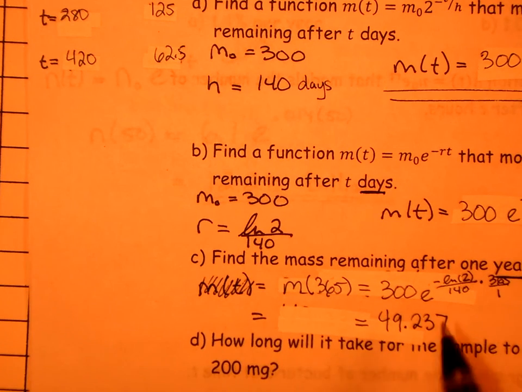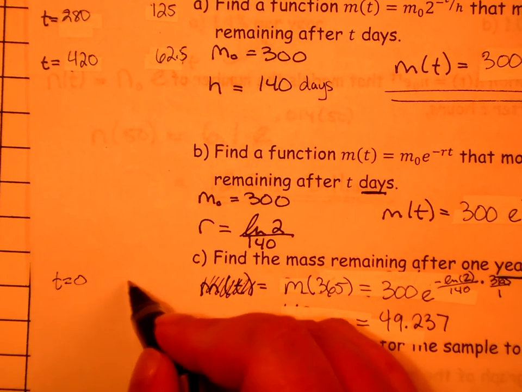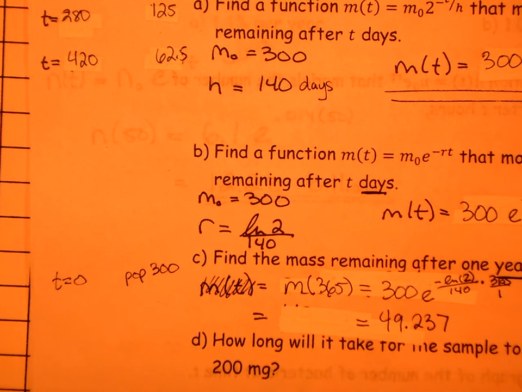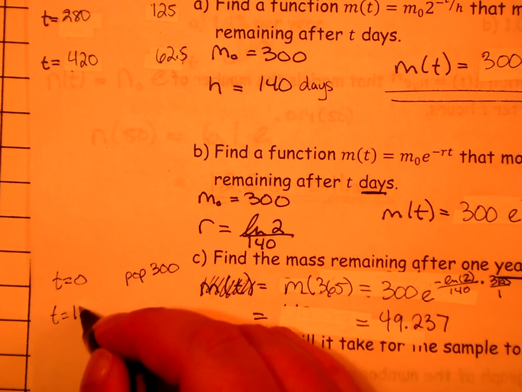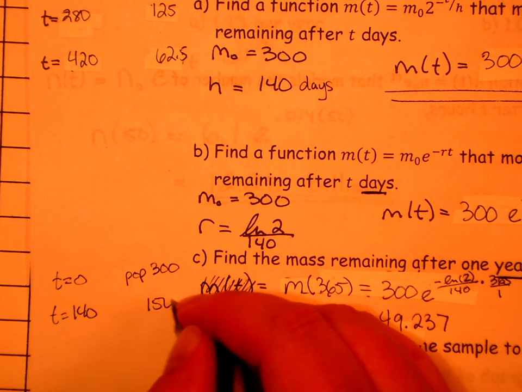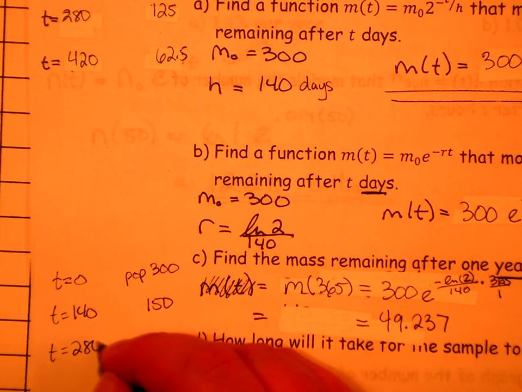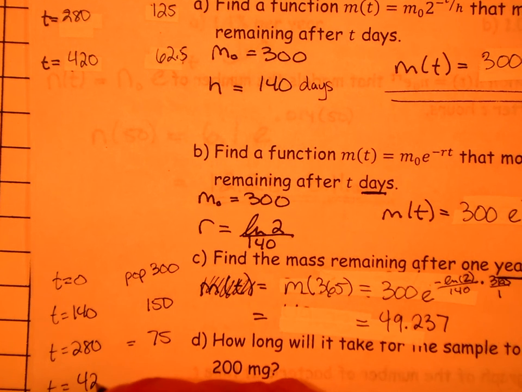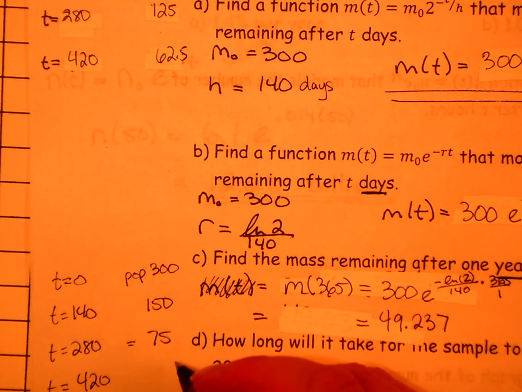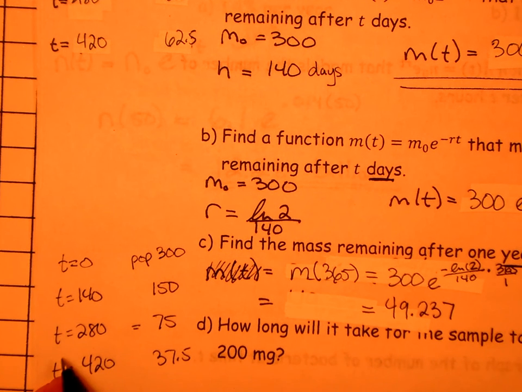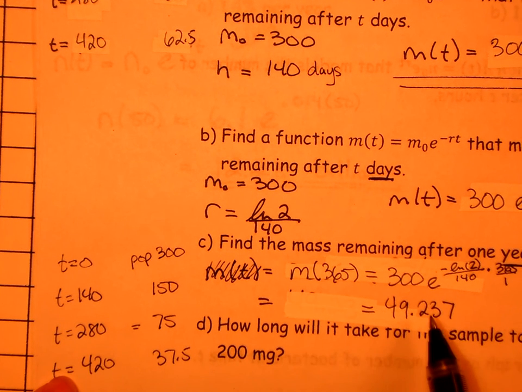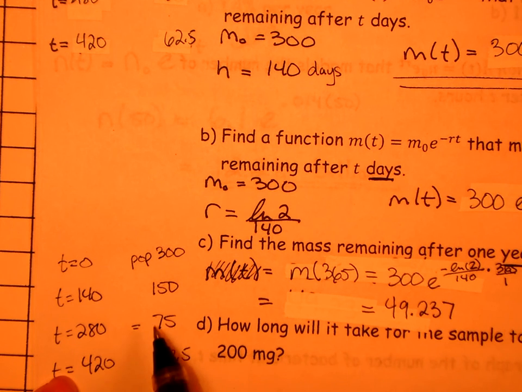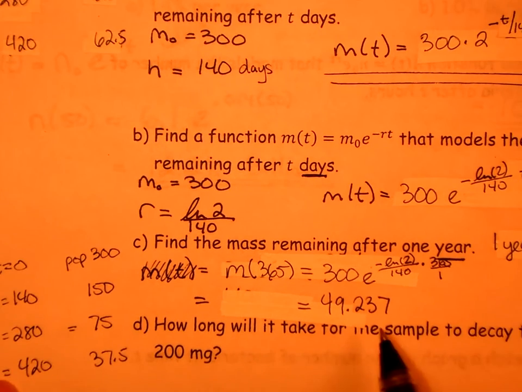Okay, let's make sure this makes sense. At t equals 0, we had a population of 300. So 140 days later, we're going to have a population of 150. At 280 days later, we're going to have 75. And then 420 days later, we're going to have 37.5. So 365 days fits in between these two time periods, and our answer 49.237 fits in between our two population sizes. So this makes sense to me.